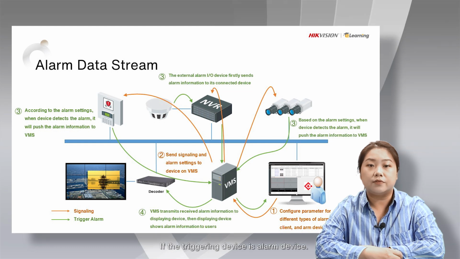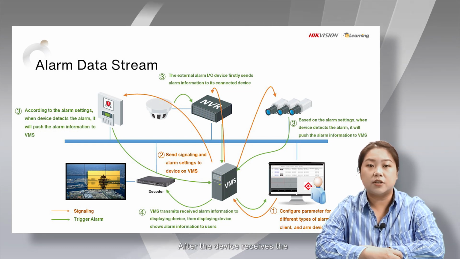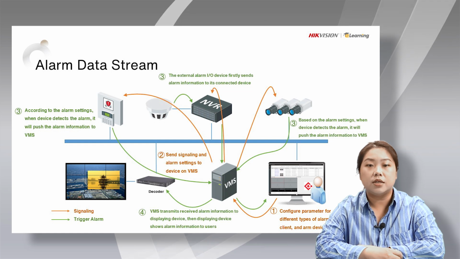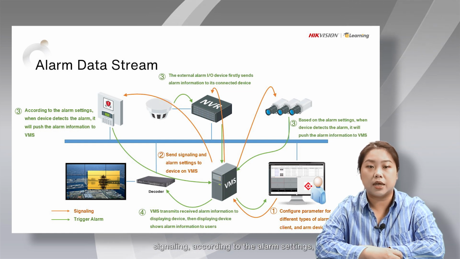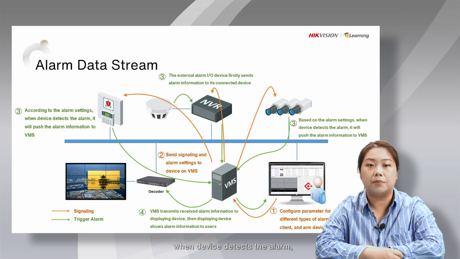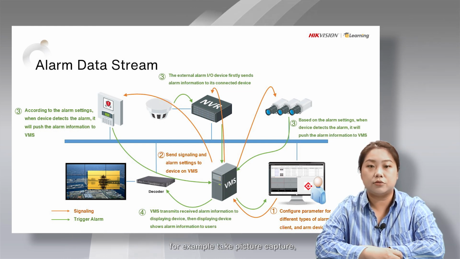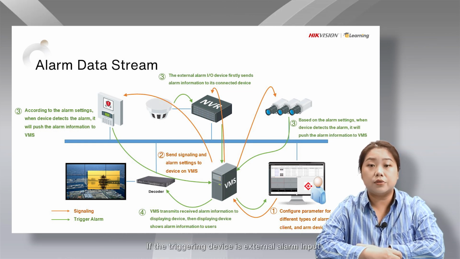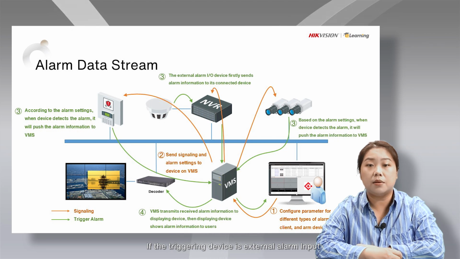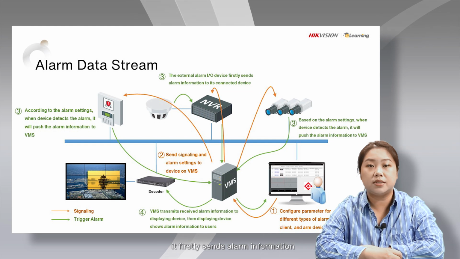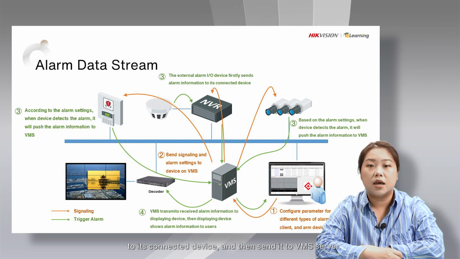If the triggering device is alarm device, after the device receives the signaling according to the alarm settings, when device detects the alarm, it will take the linkage action, for example, take picture capture and push the alarm information to VMS. If the triggering device is external alarm input or output device connected with NVR, it firstly sends alarm notification to its connected device, and then send it to VMS server.